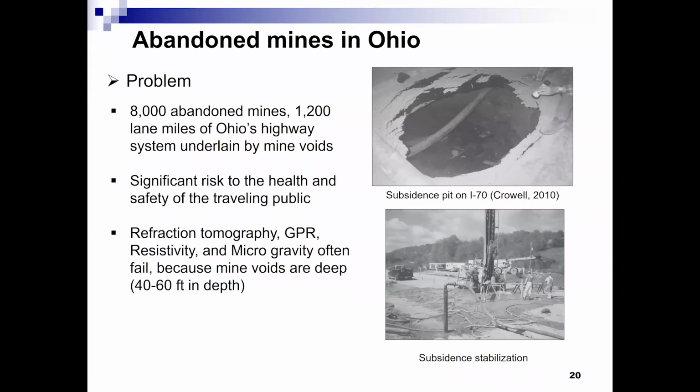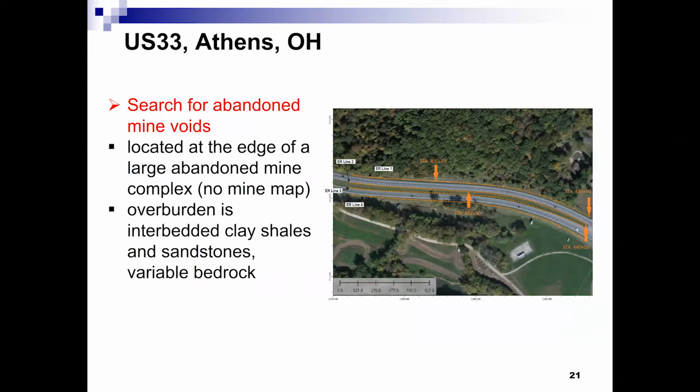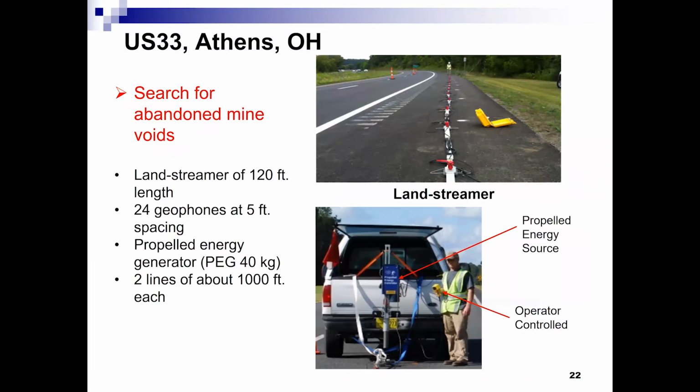So we did the next one. We did a seismic survey on the pavement. The site is located at the edge of a large abandoned mine complex. Around here, they don't have a mine map, so we don't know. That's why no subsidence on the surface. But you just want to know if there is a mine void near the mine complex. So overburden is interbedded clay, shale, sandstone, variable bedrock at the bottom. So here we did it on the shoulder of the pavement of the road.